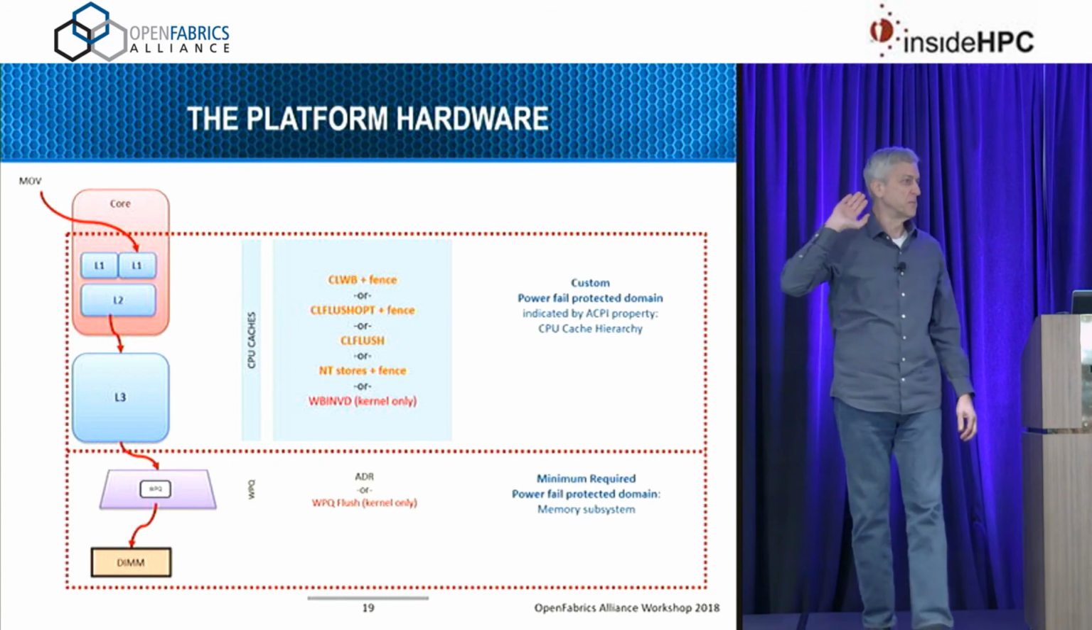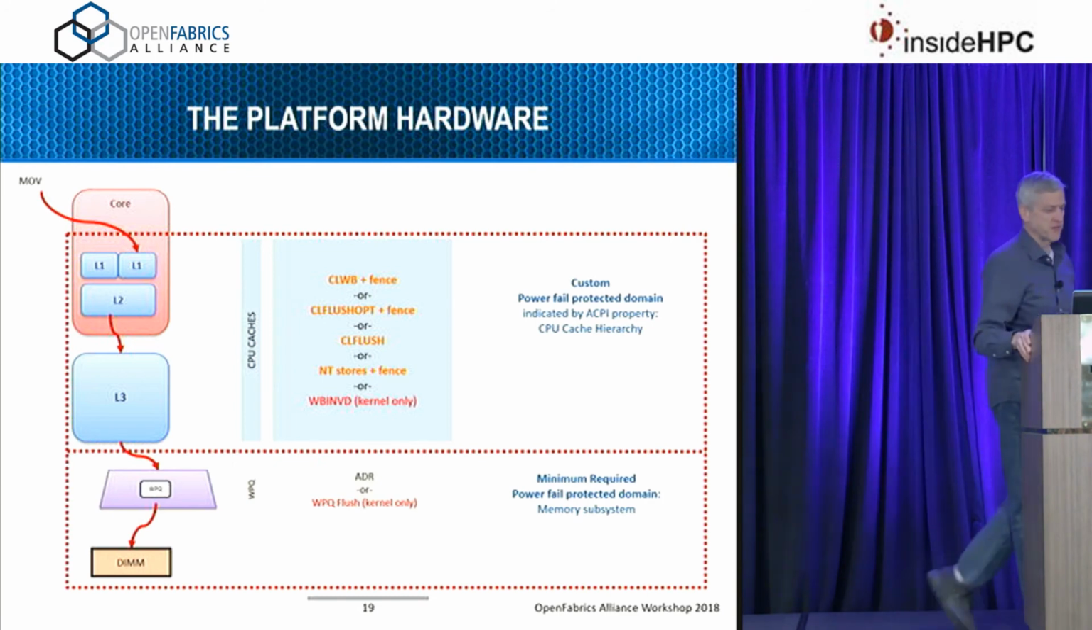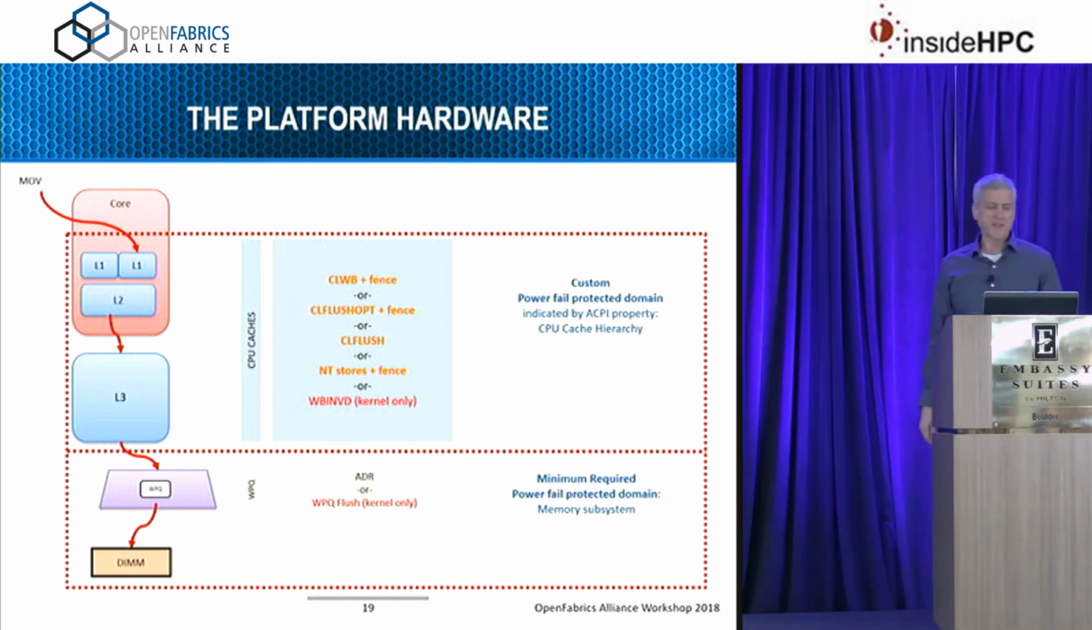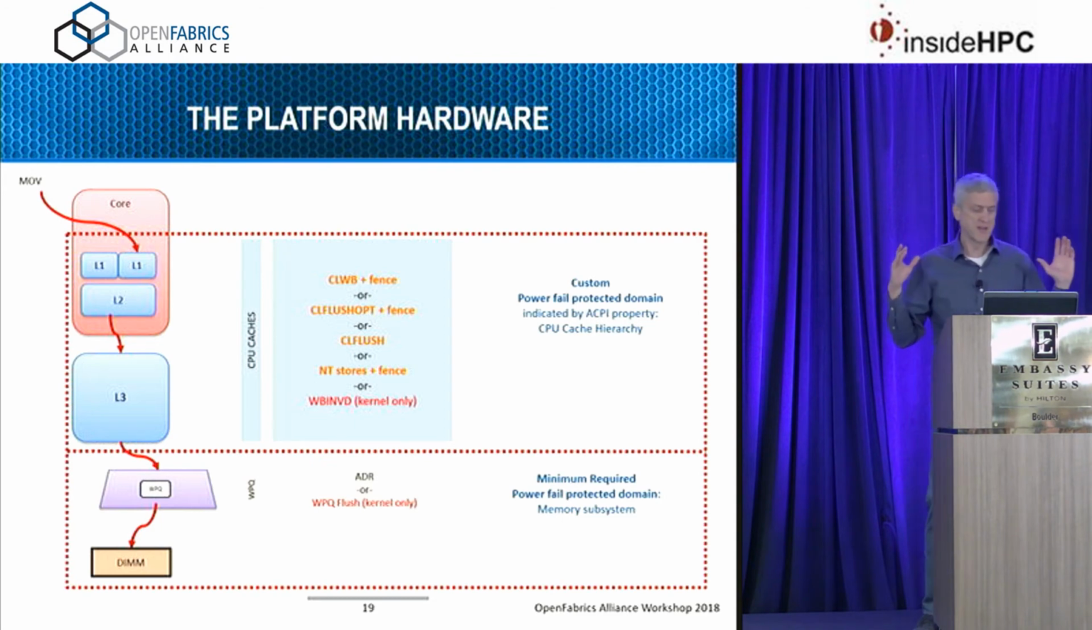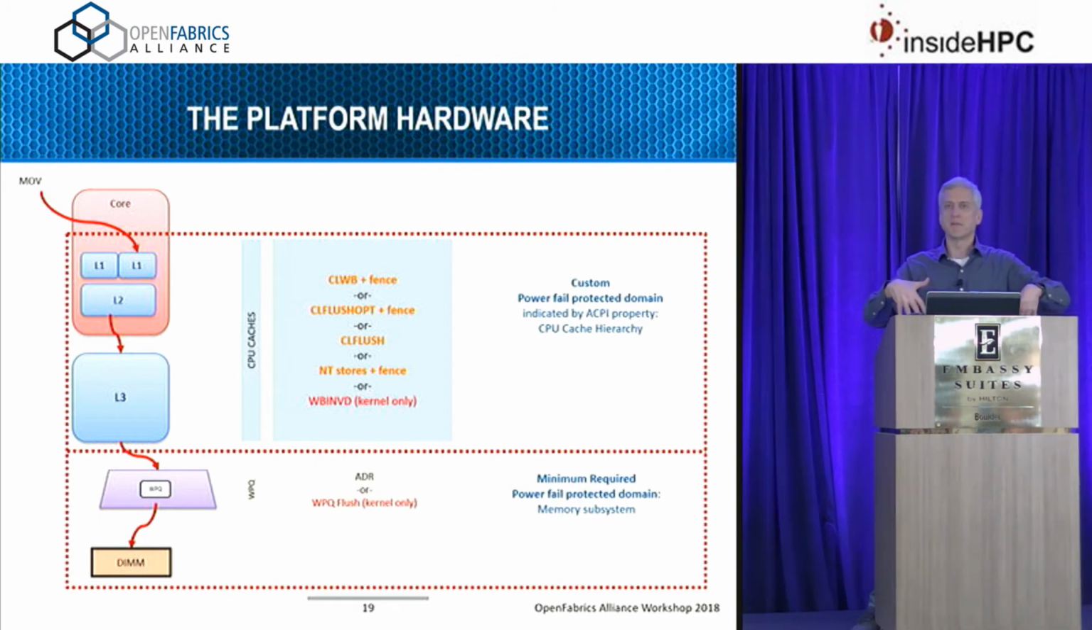A store is called a move instruction on Intel. You can see it in the upper left of the slide. It makes its way through the L1 and the L2 cache, the L3 cache. That trapezoid is the memory controller, which is integrated into our chipset, and it has its own set of queues in it. And then eventually it makes its way to the DIMM.